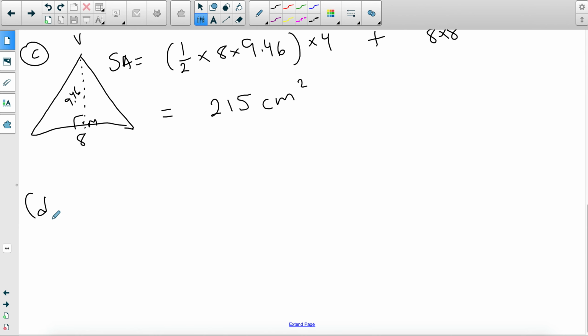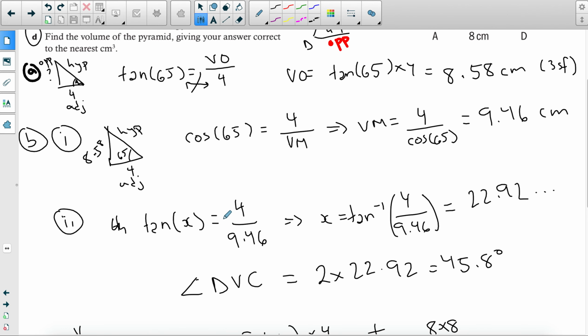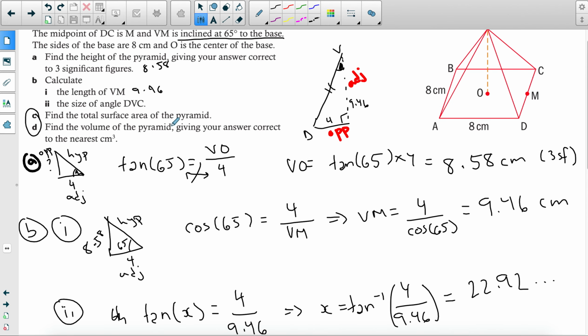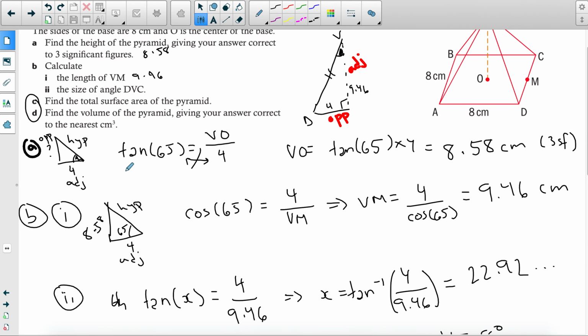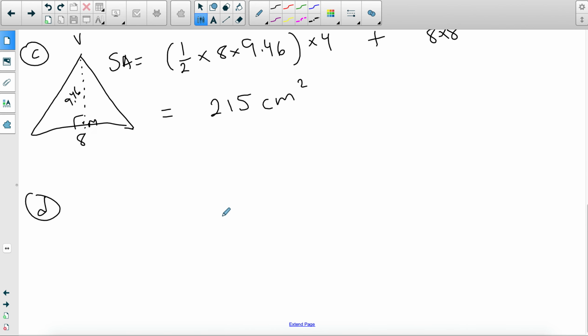And for the last part, we need to find the volume. You need to find the volume, giving your answer correct to the nearest centimeter, which means you need to round it to a whole number. So the volume of a pyramid, this formula is given in your data booklet, so you don't need to remember it, is half times area times height. This refers to the area of the base, and this refers to the perpendicular height.